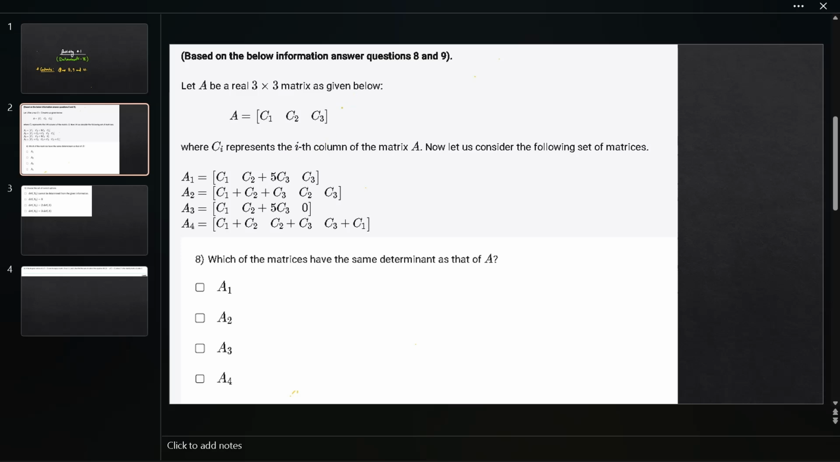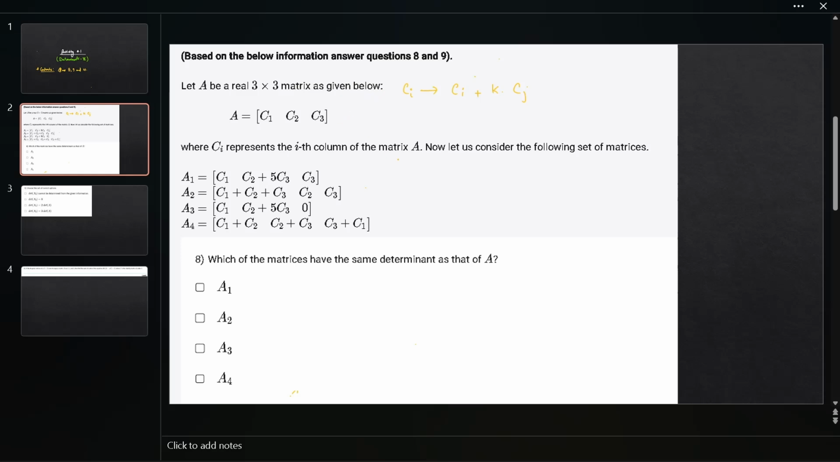So we know this property: if we do any column operation, such as in column I adding some multiple of column J, that should not affect the value of the determinant. So we'll be using the same property over here. We'll start with the matrix A and try to do such column operations on A to obtain matrices A1, A2, A3 and A4, and let's check which matrices we can obtain from here.